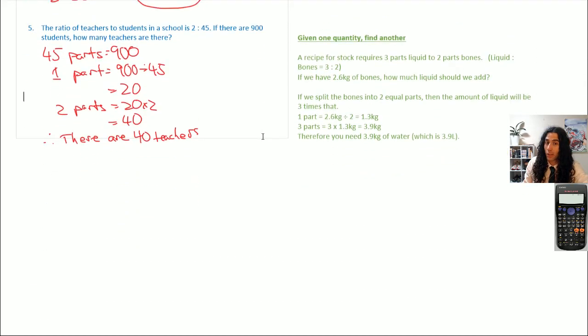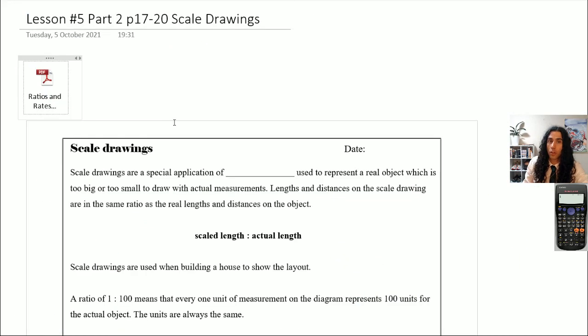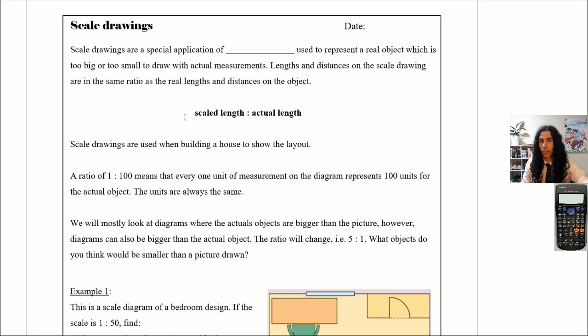Oh, not scrolling down, actually going to the next one. So here's the new stuff. Scale drawings. Scale drawings are a special application of ratios used to create a real object, which is too big or small to draw. So if you're making a football field, and they say, okay, can you draw us a picture of the football field? Show us what it'll look like when it's finished. If you draw it at full size, that's going to be a really big picture. So instead, we shrink it down using ratios.